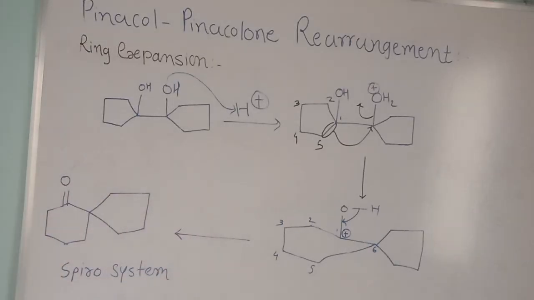Here is a five-membered ring. Sometimes in examination it gives a four-membered ring. If you get a four-membered ring, then you obtain a five-membered ring. In the next lecture we will discuss the semi-Pinacol rearrangement.